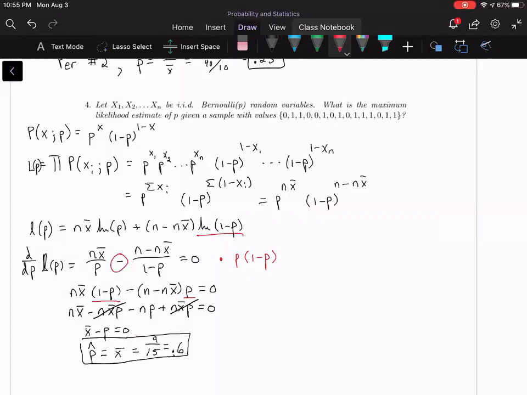You can add the n minus nx bar over 1 minus p to the right. You can multiply one side by p, the other by 1 minus p. Then you could add or subtract in order to get all the p's on one side. There are other ways that you may or may not be more familiar with, which is fine. I just think this is a faster route.